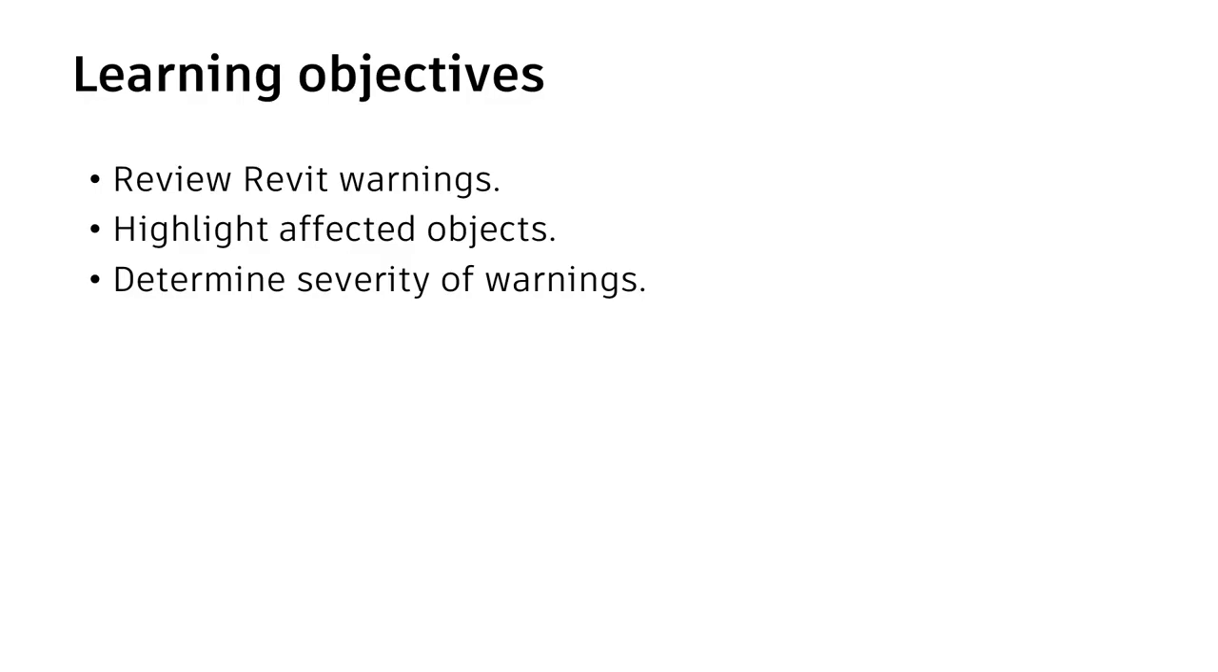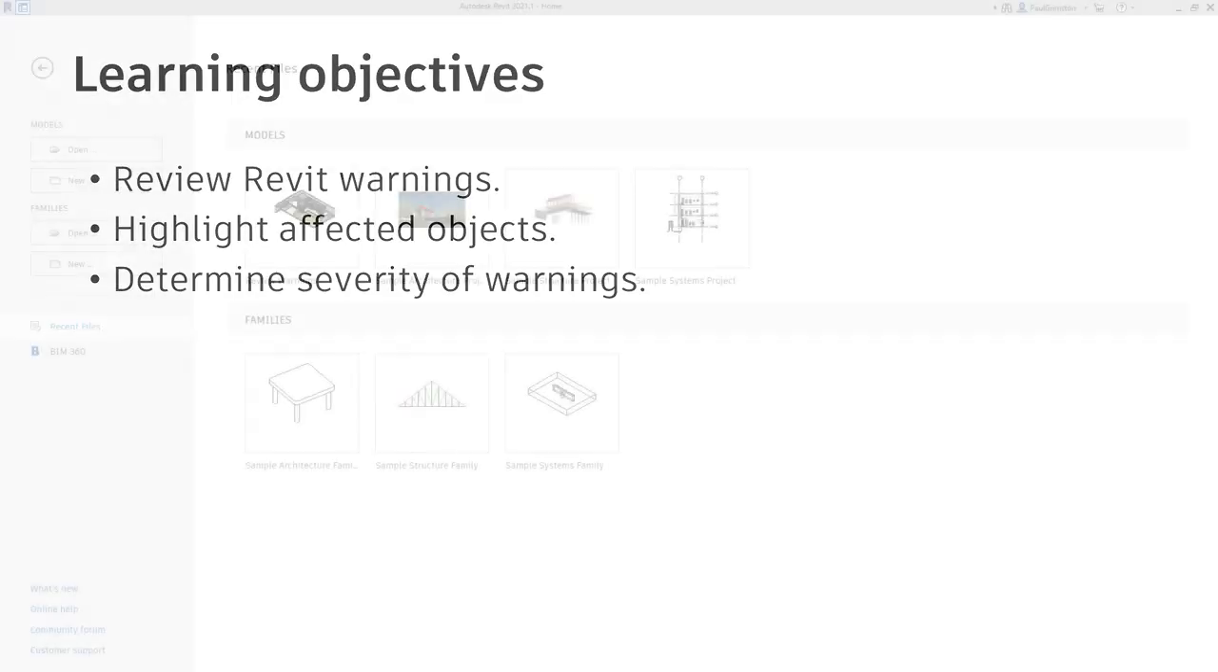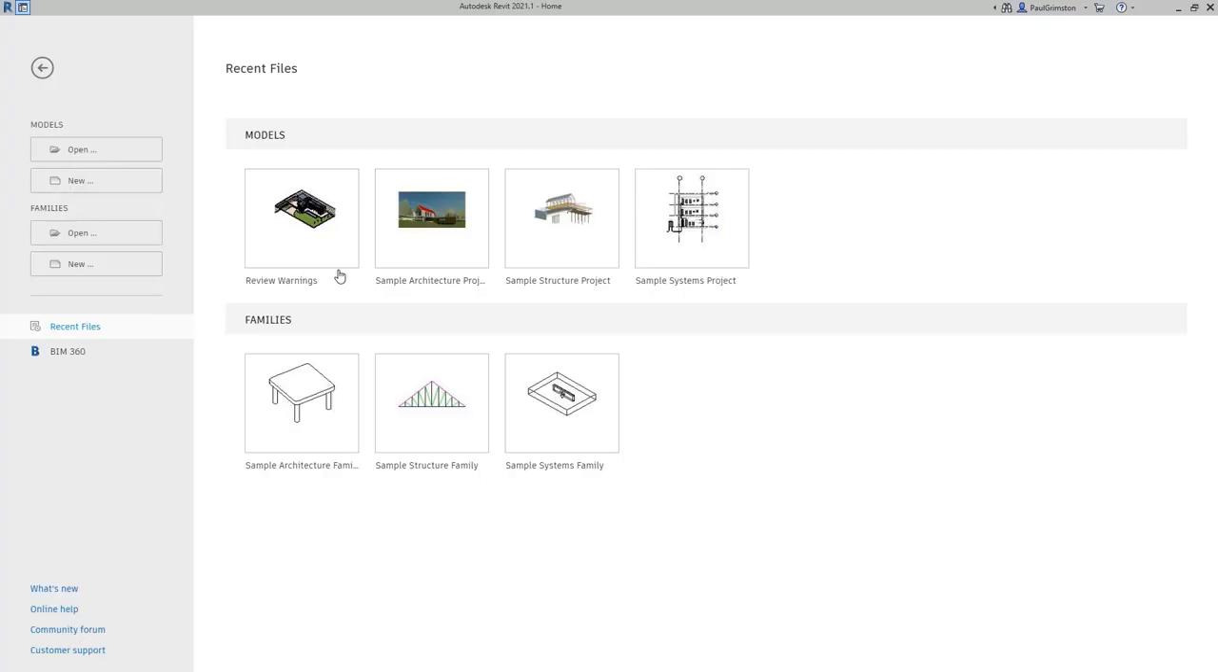In this video, we'll see how to review warnings that occur when creating the model. We'll show how to highlight the objects involved in those warnings, and determine the severity of warnings and how we might go about resolving them. Let's start by opening the file Review Warnings.